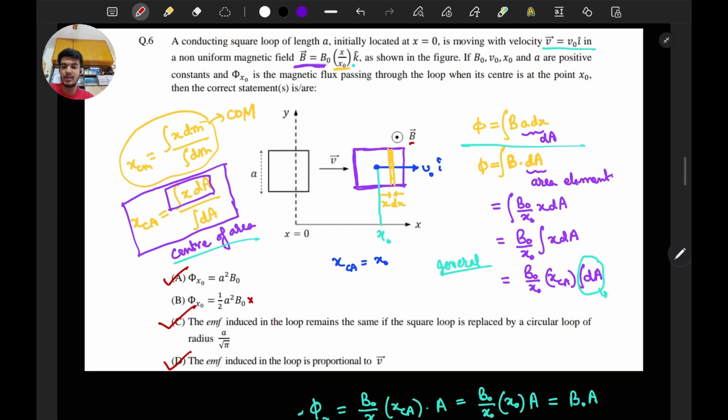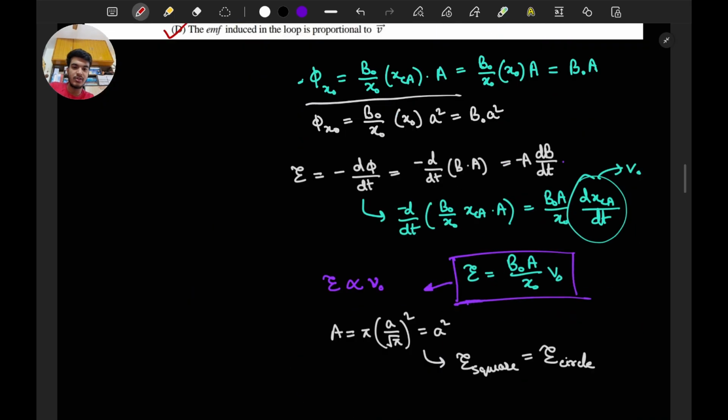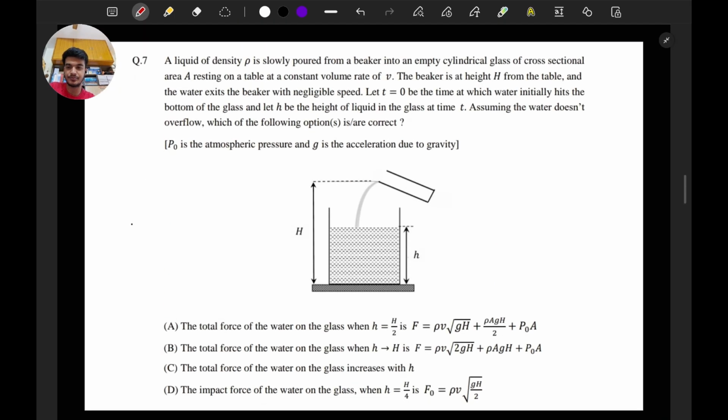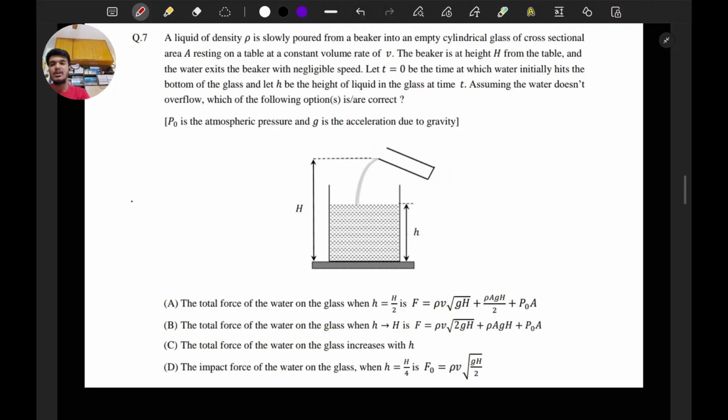So for question 6, we have 3 options correct, that is A, C, and D. Now let's move to the next question, which is question 7. This is also an easy question. So let us read it.